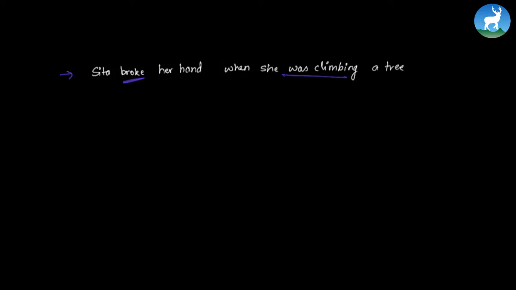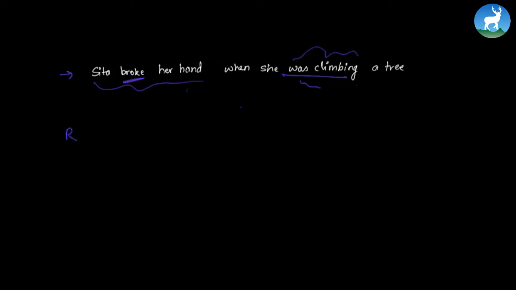I'm describing an event which has happened in the past, before and after doing something, a given situation. Sita broke her hand. This is something that I'm talking about that has happened in the past. Now, before and after. Broke her hand after climbing a tree. That's when she was climbing a tree.